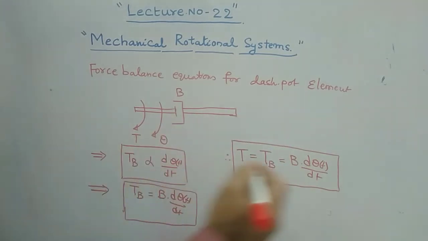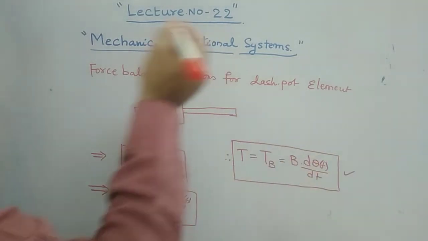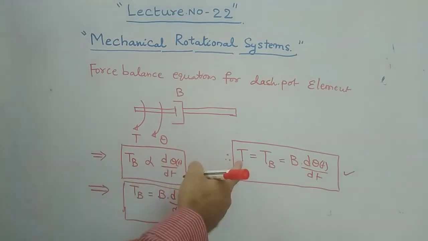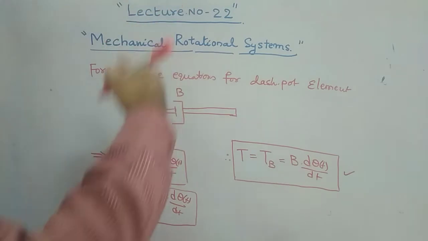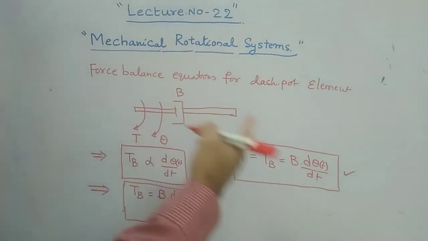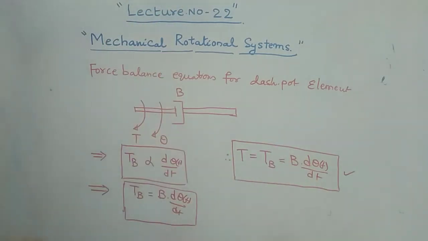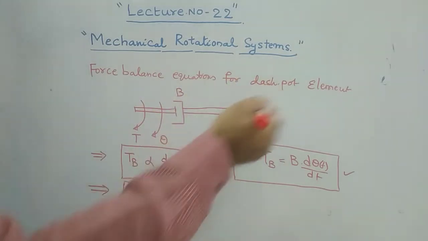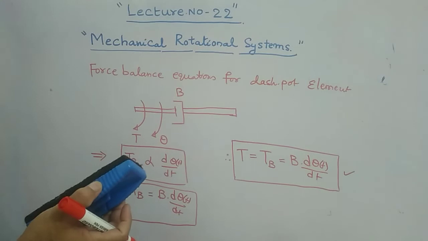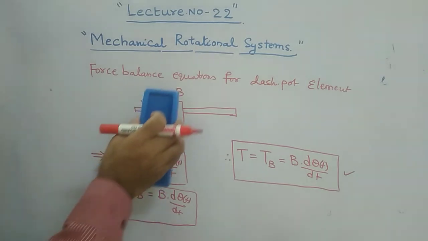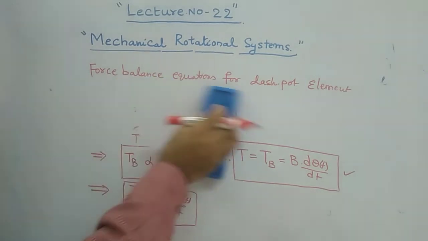Same as we have seen in the mechanical translational system. There we have F_B equals B into dx by dt, but here instead of x we have theta. That's all, this is for the dash pot element. And similarly we will see the third element.